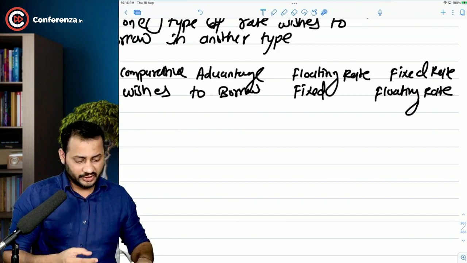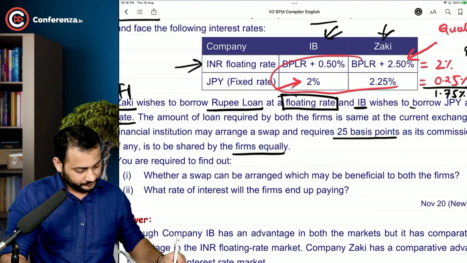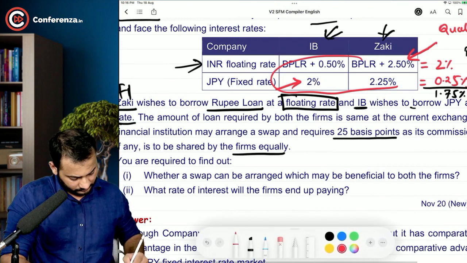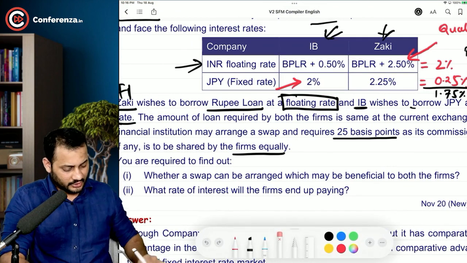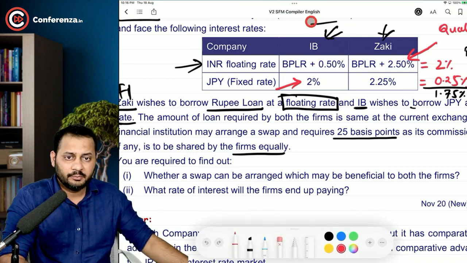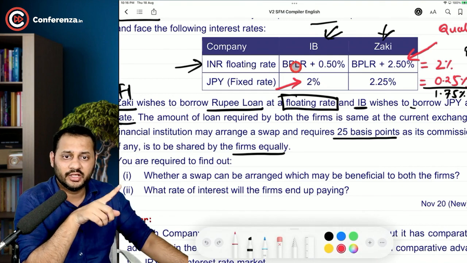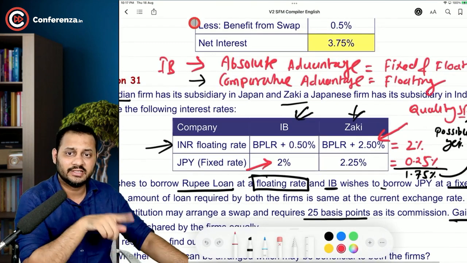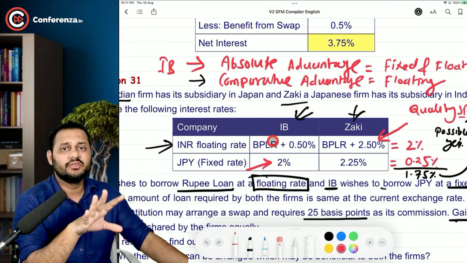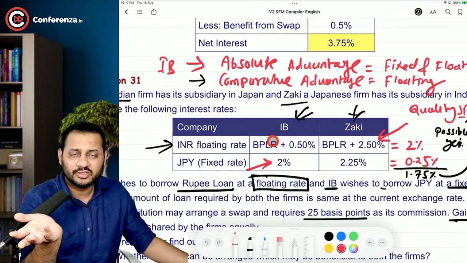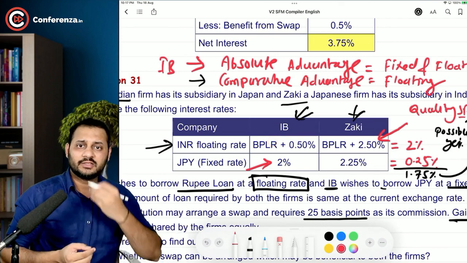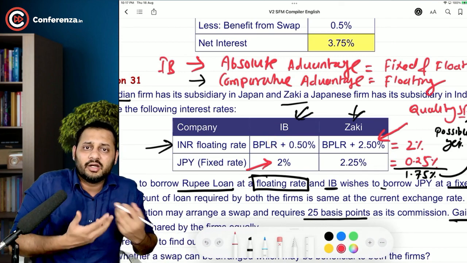You can understand. See, out of all the 4 rates, the best rate for IB to go with is floating rate of BPLR plus 0.5, because you can clearly see IB has a comparative advantage in floating. And if IB directly goes with the floating itself from the market, then there is no possibility of arbitrage. Then there is no possibility of swapping, because the lowest possible rate has been already taken by you directly from the bank. Then what we are going to do?